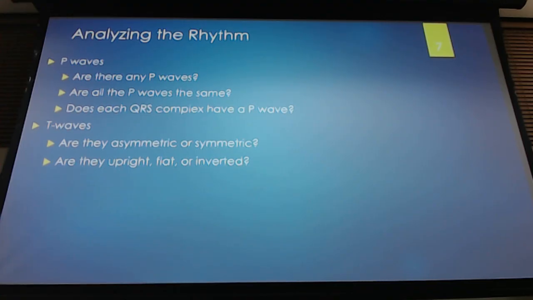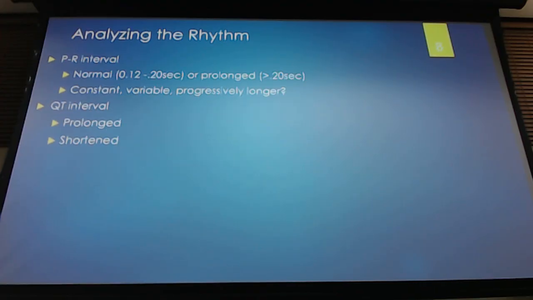We're going to look at those T waves. They should be asymmetric. So we're going to determine if they're asymmetric or symmetric. Are they upright? Okay. Are they flat, so they're on baseline, or are they inverted? Okay. Those all mean something. Upright is normal. If they're flat or inverted, maybe we have a problem with our electrolytes that's causing this to occur. Maybe we have some ischemia that's causing this to occur.